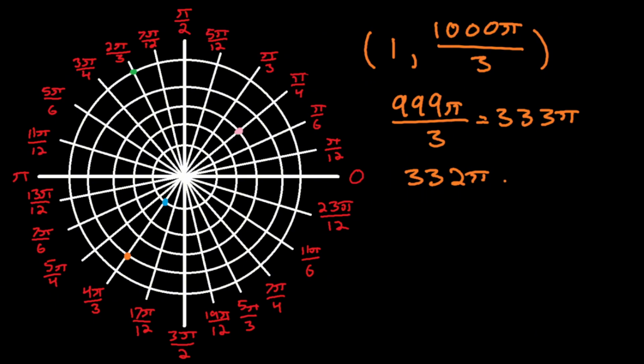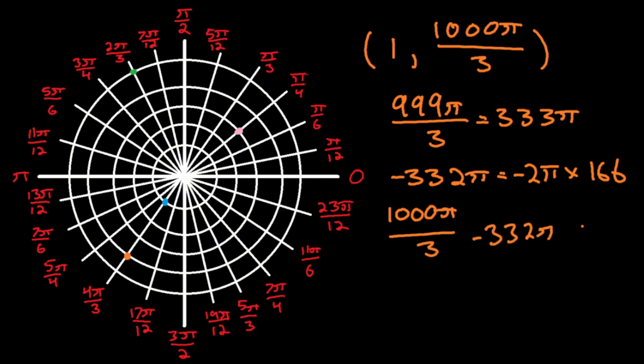Here's the thing about this. 332 pi is the same as just constantly subtracting 2 pi over and over and over again. It's the same as subtracting 2 pi 166 times, I think. So if you subtract 2 pi 166 times, then you're going to get 332 pi, right? So you can actually subtract 332 pi from this, and you're basically just doing the same thing as constantly subtracting 2 pi. So we had 1,000 pi over 3 minus 332 pi.